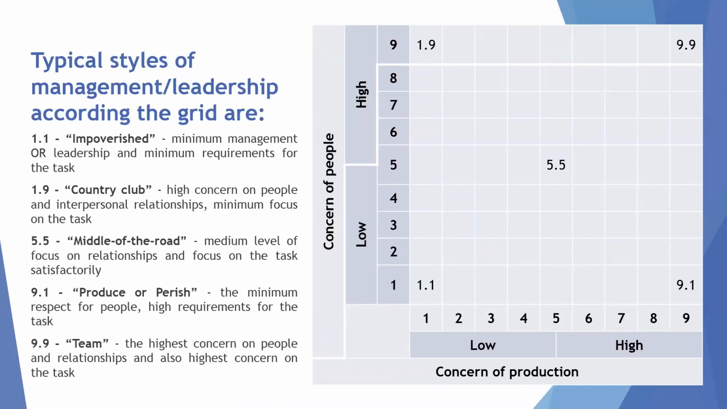This kind of organization only focuses on employee welfare, what the employees wish, employee flexibility. They are more concerned about the employees, and they are leaving the productivity. So we call it a country club. Note down, country club means high concern for people and low concern for production. That means high concern about the people and low concern about the production.